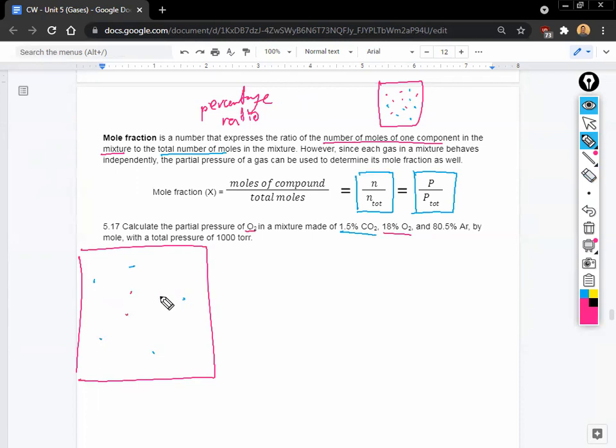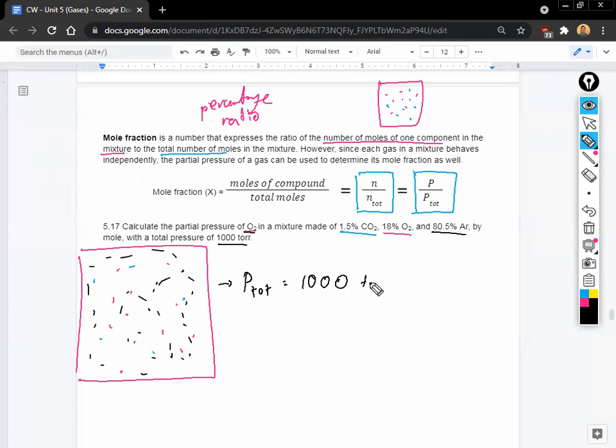18% is O2, okay? I got some more. But then most of it is made of argon. So I'll do black for argon. Okay, so there's mostly argon in here. There's some CO2 and there's some O2. So there's a big mixture, and these are the percentages. It's asking us to calculate the partial pressure of oxygen if the total pressure is 1,000 torr.